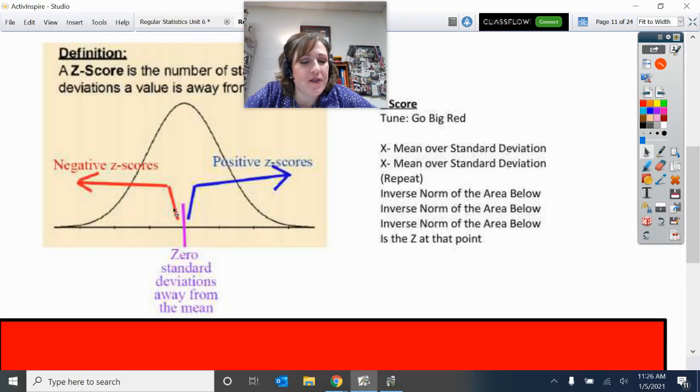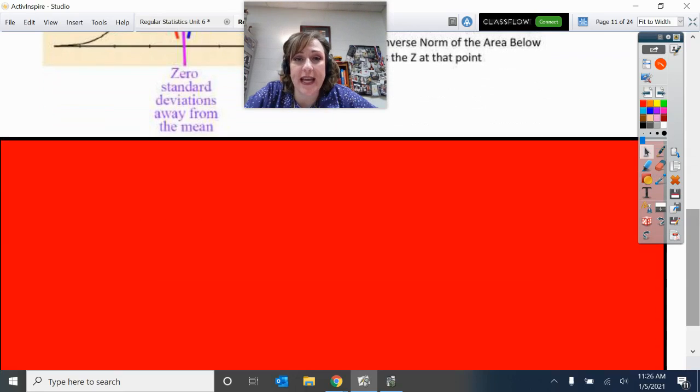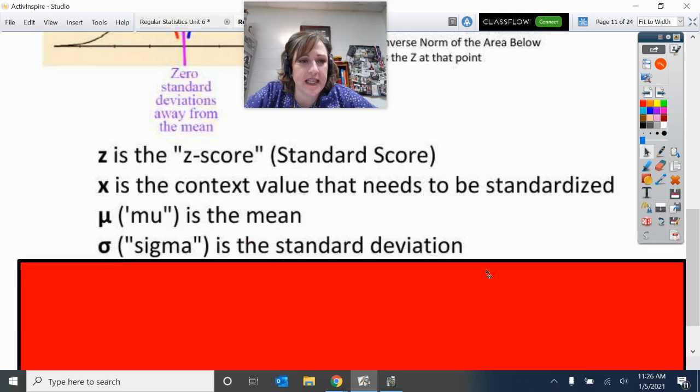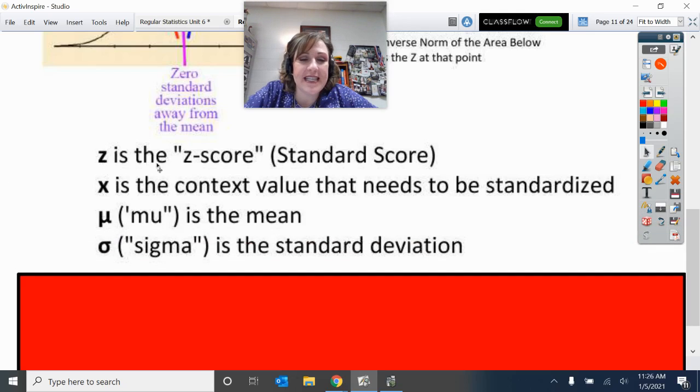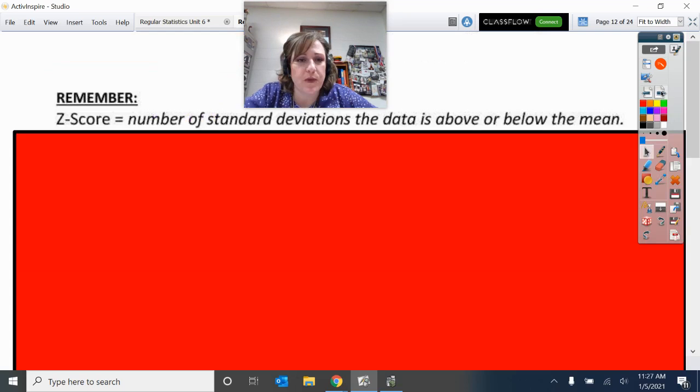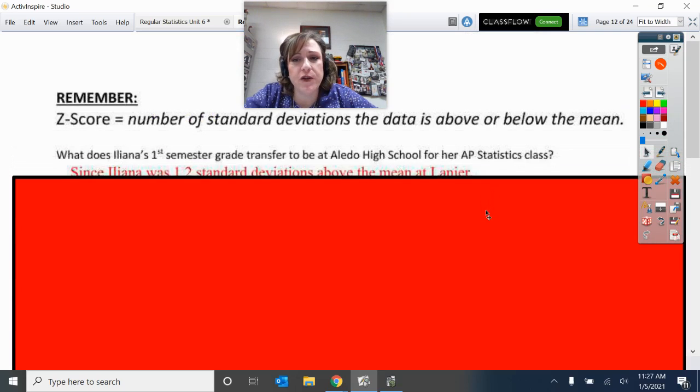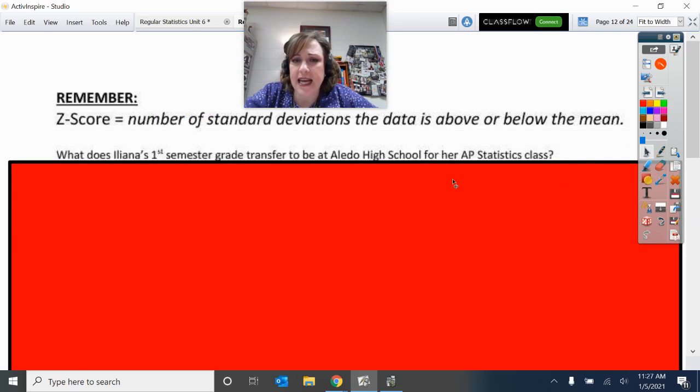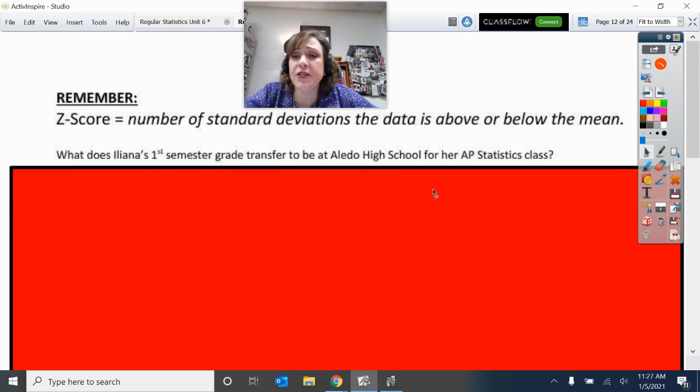Anyway, you can see a z-score of 0 is right here, negative below, and positive above. Okay, so x minus the mean over the standard deviation. So z is that z-score. It's also called a standardized score. X is that context value, like what Ileana got, her grade. Mu is that mean, and sigma is that standard deviation. And so we'll work with that here in a minute.